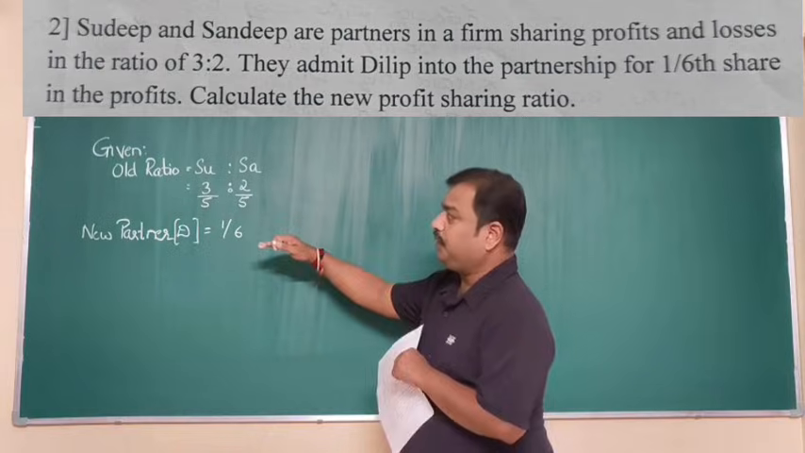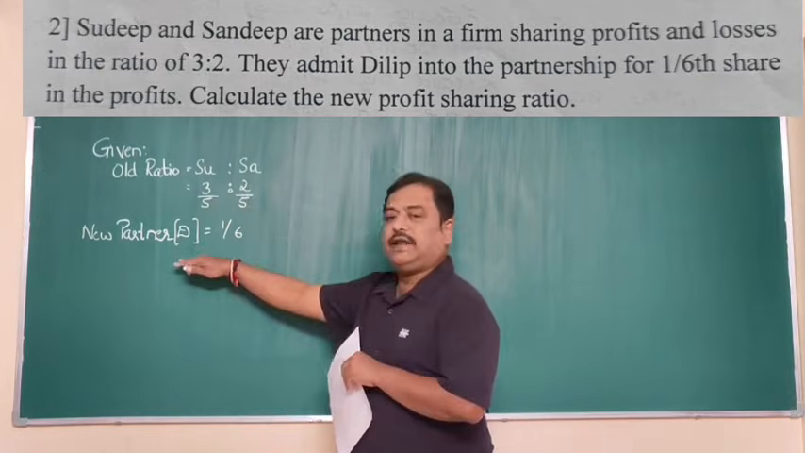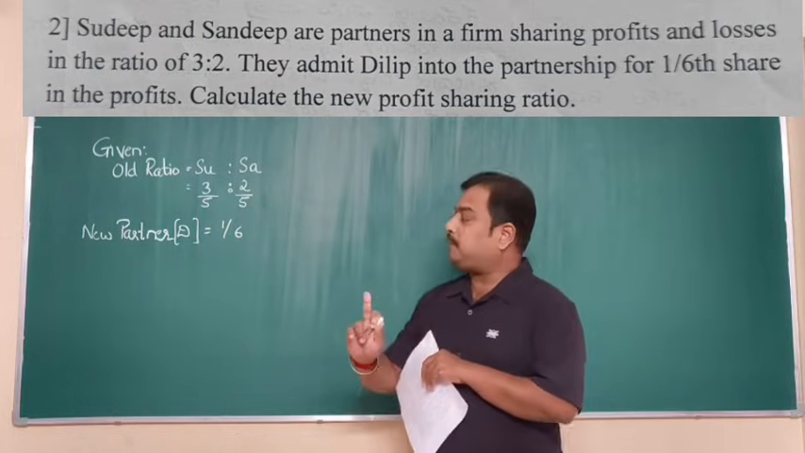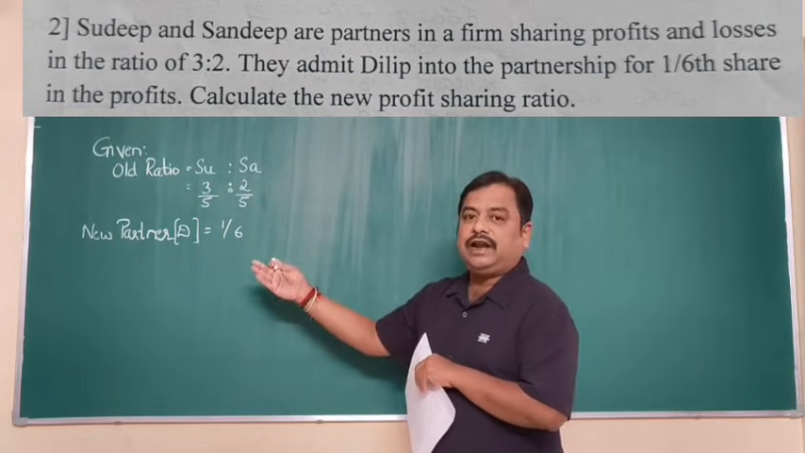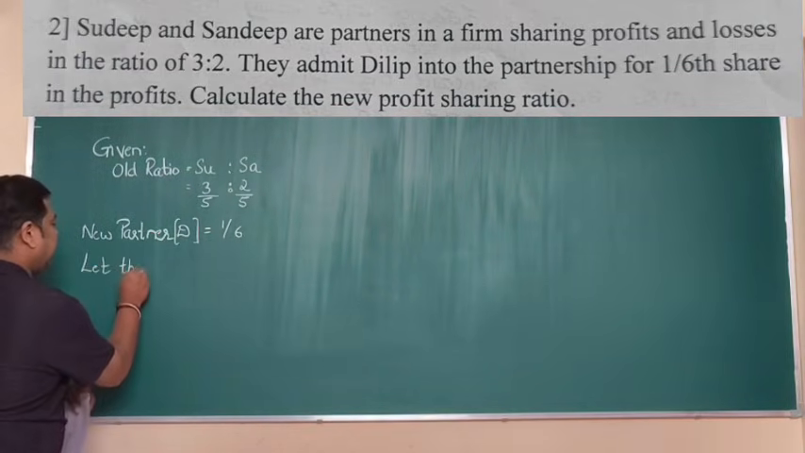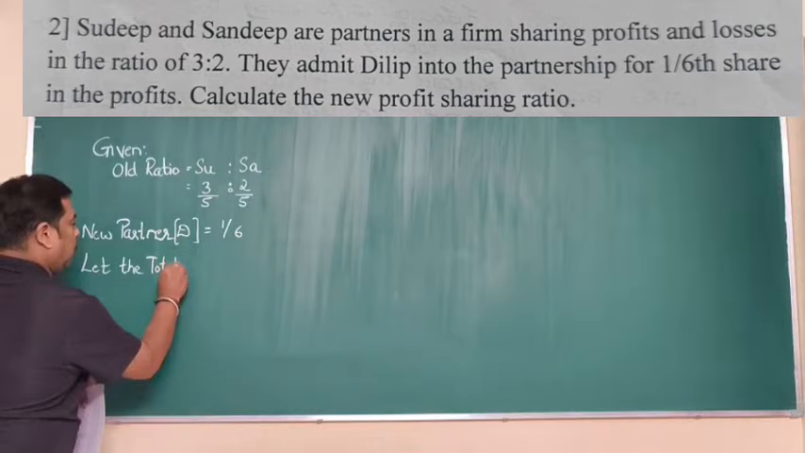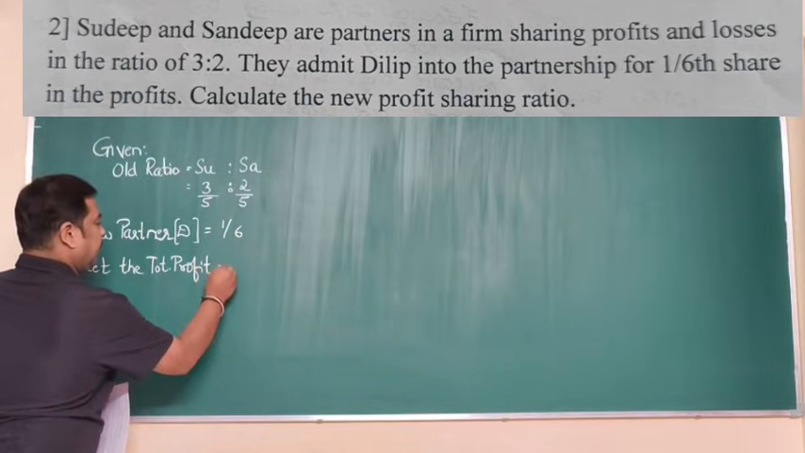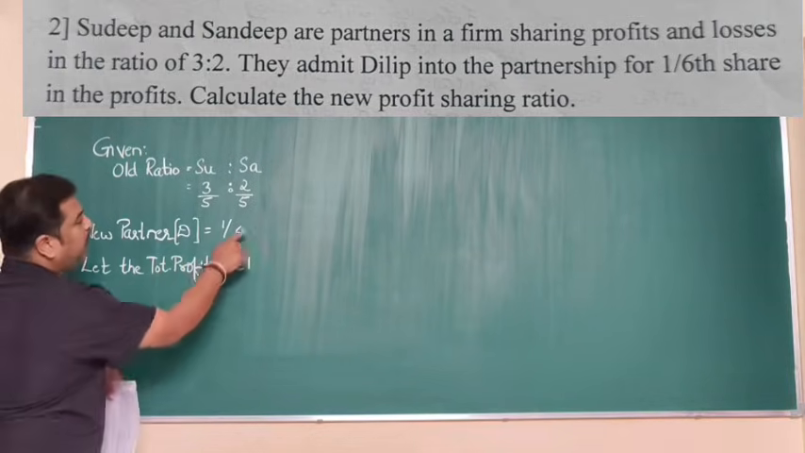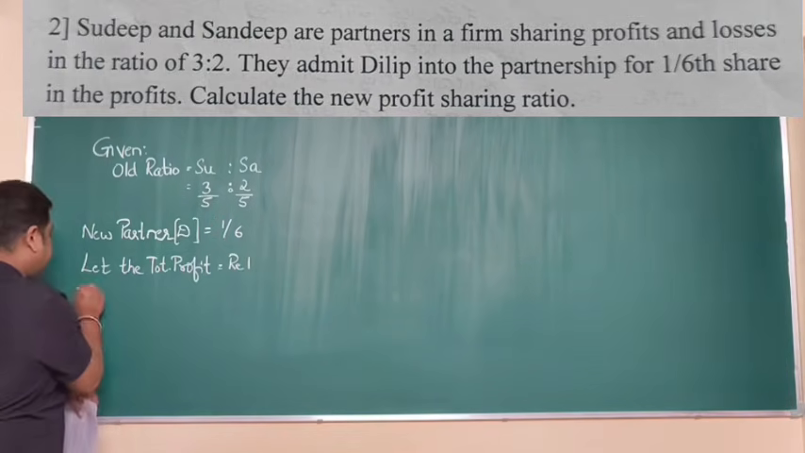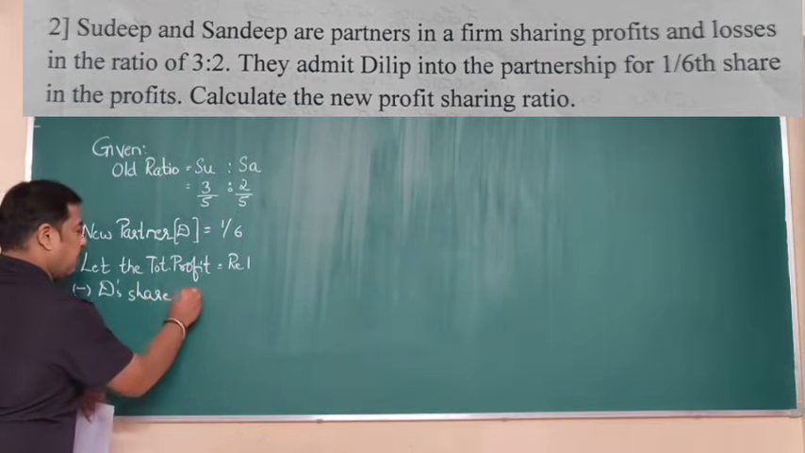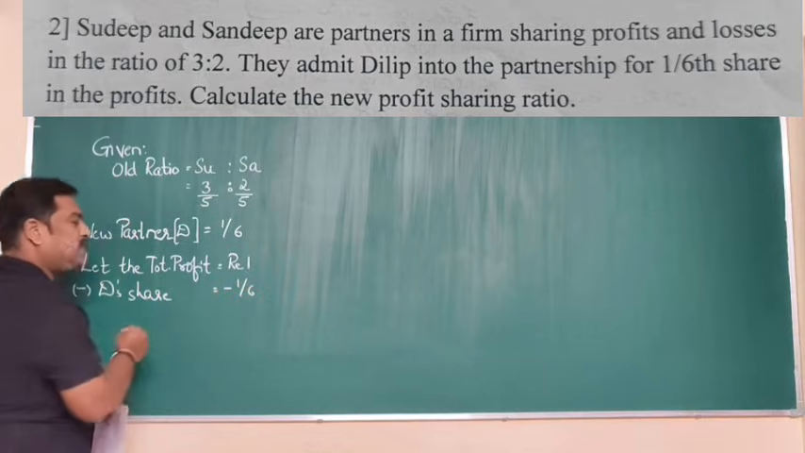So what is given to you in the question? One is old ratio and the new partner share. Remember the last problem I told you, we'll be solving this in just 2 or 3 steps here. Our first step will be calculating the remaining profit. So how do we start? Let the total profit be ₹1. Why we should take as 1 rupee? Because everything is in fraction here. From this less the new partner Dilip's share. What is Dilip's share? 1/6.